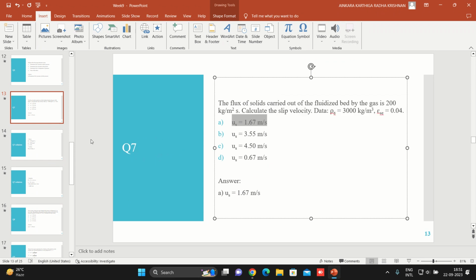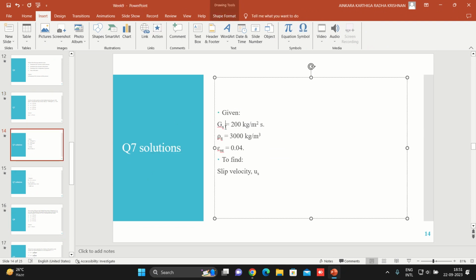What was asked in the question? It was asked that the flux of solids carried out of the fluidized bed by the gas is 200 kg per meter square second, and we need to calculate the slip velocity. Since it is about carrying out of the bed, Gs is nothing but Gse. Density of solid and epsilon se at the exit are given. We first write all the given information and then find the slip velocity.